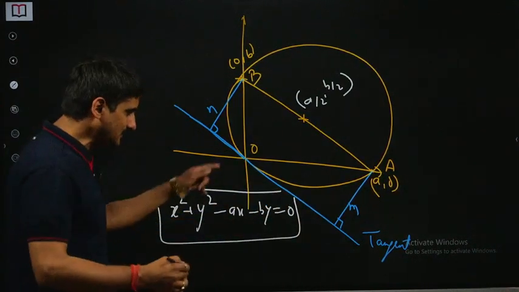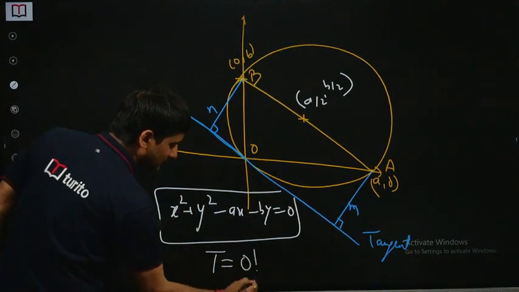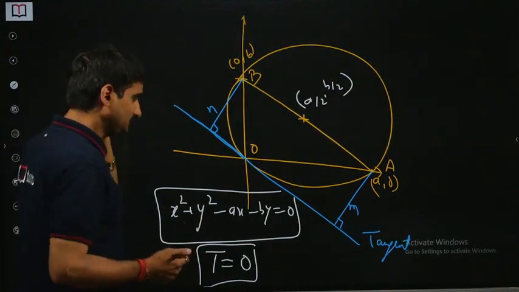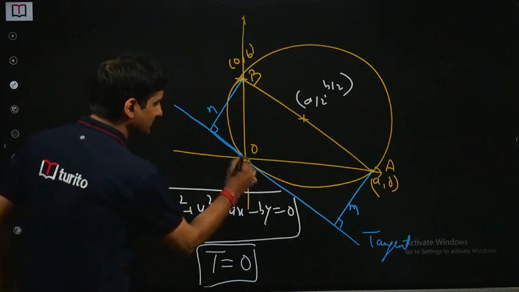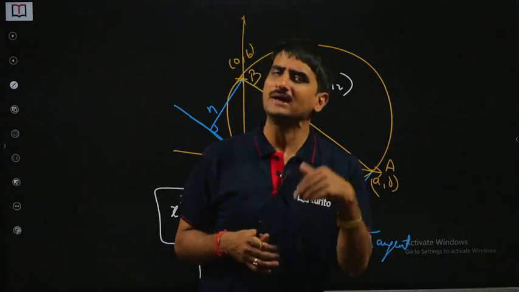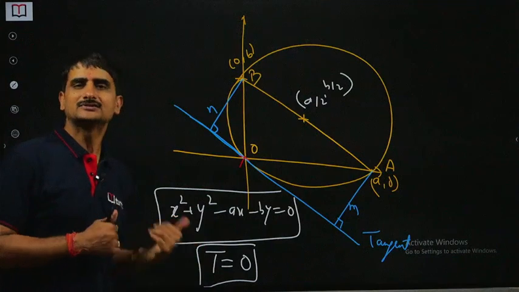Now, if I have to find the equation of tangent to this circle at origin, it's capital T equal to 0. I believe most of you must be familiar with that. So, equation of tangent to the circle at the origin. For any conic, whenever you have to write equation of tangent at any point, be it a circle, ellipse, parabola, hyperbola, we use capital T equal to 0.